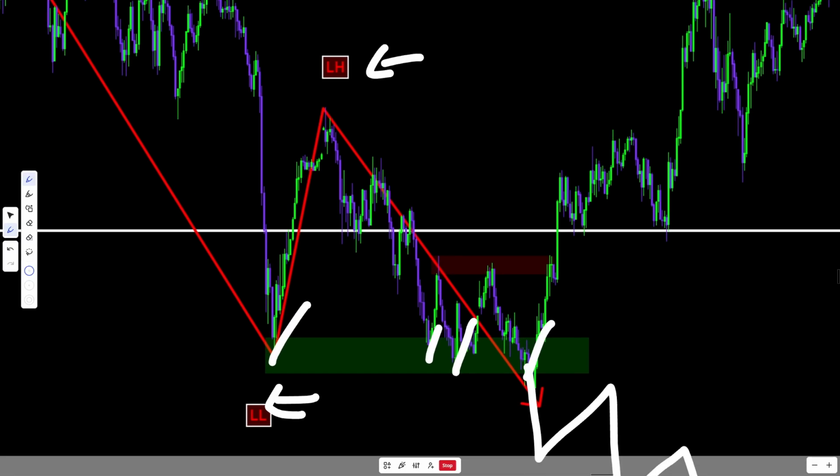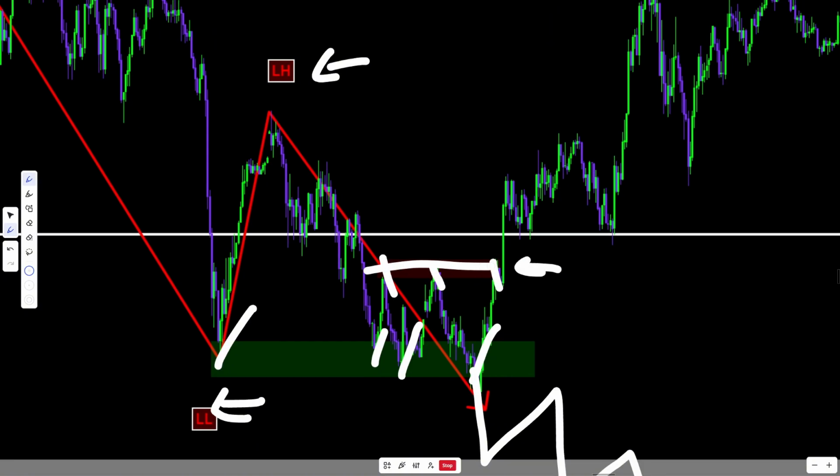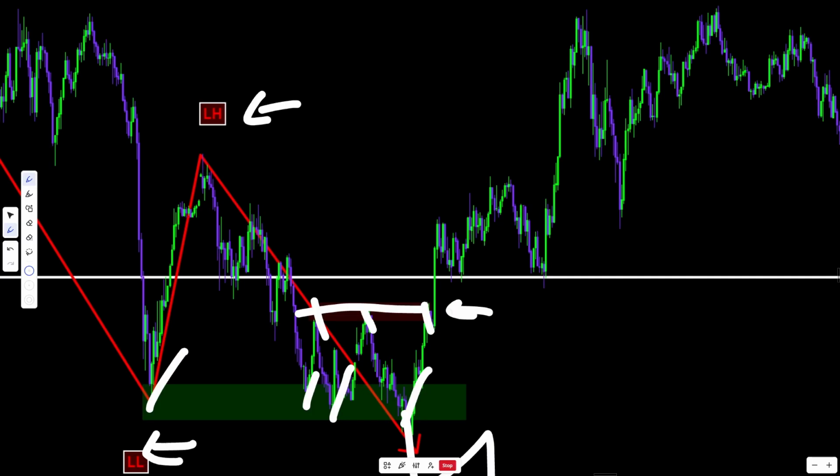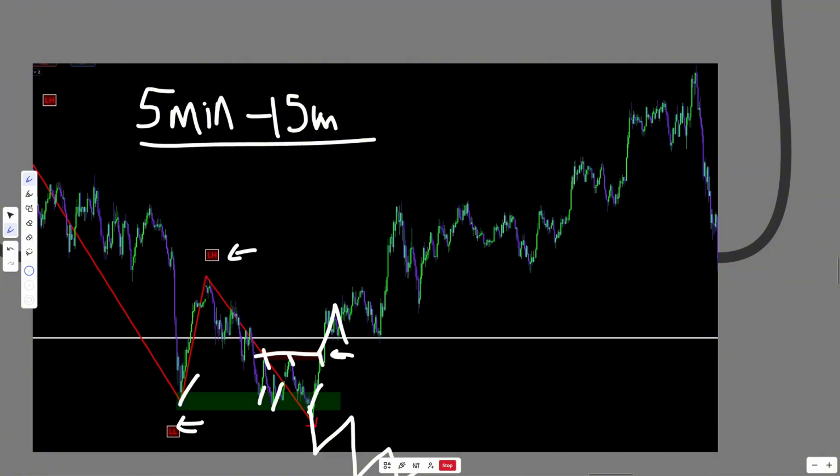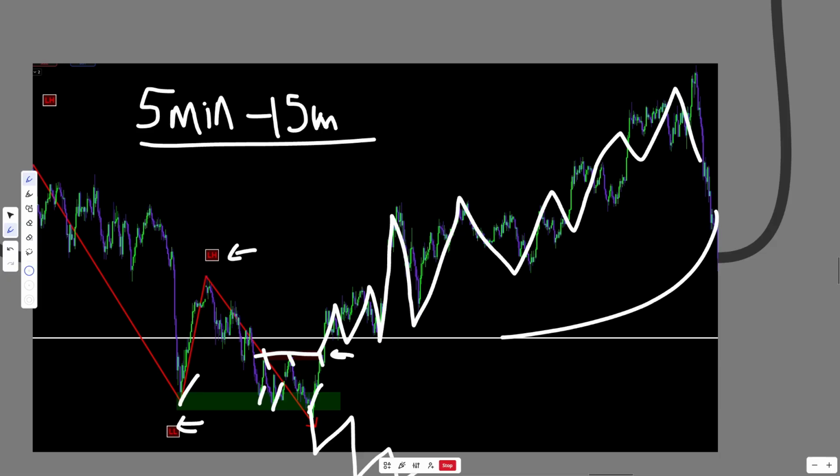So we have here also sellers. This candle did break this area. So then the next move is momentum, and that's what happens here. Then it starts to make a bullish trend, and it never came back.